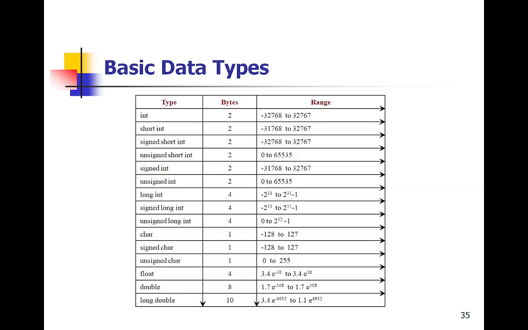So let us have a discussion of the various bytes allocated for the individual data types and the corresponding data ranges. Integer means there will be two types, short integer, two types. So likewise, the different types of data types, as well as the corresponding bytes allocated and the ranges of those particular data types, have been displayed.